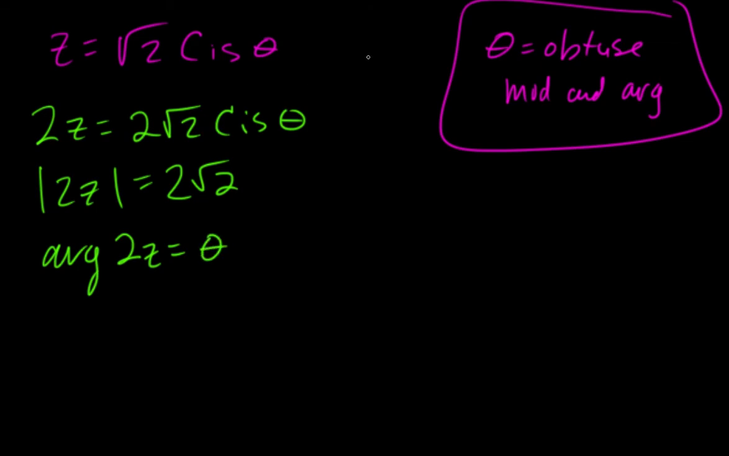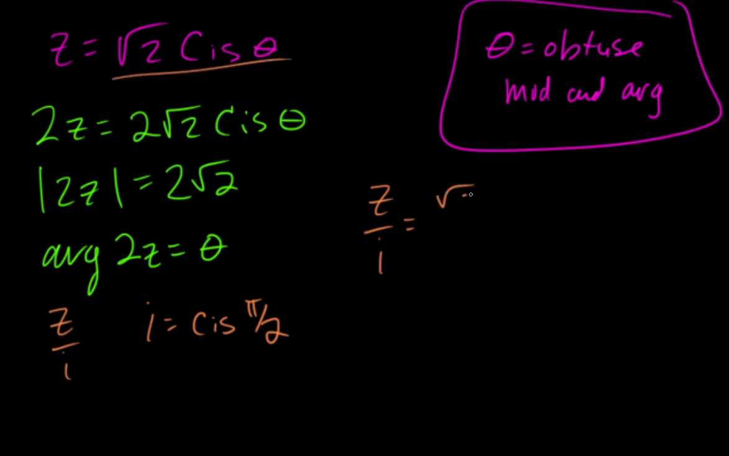Okay, same situation. This time they want us to find z over i. And if we remember that i is equal to cis of pi halves, that's something we've been using on previous problems. We know that z over i is going to be equal to z over i.